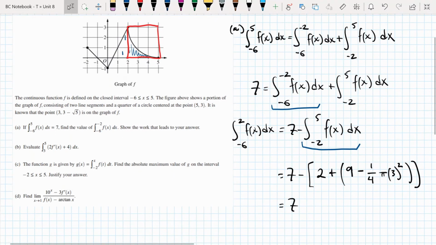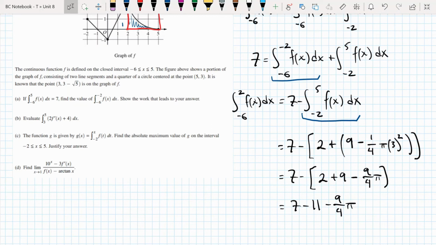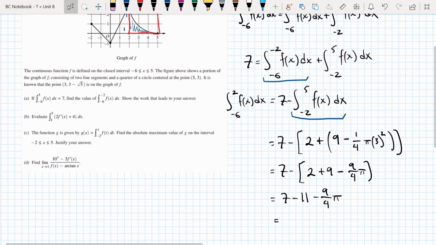So this becomes 7 minus 2. Well, let's actually just simplify what's inside the parentheses first. So we get 2 plus 9 minus 9/4 pi. So we get 7 minus 11 minus 9/4 pi. And then the answer for this question is going to be, this becomes plus 9/4 pi. So it becomes 9/4 pi minus 4. And so that's the answer for this first question.